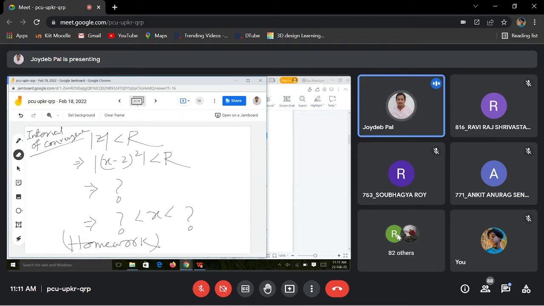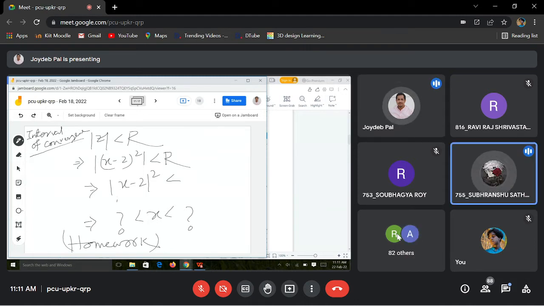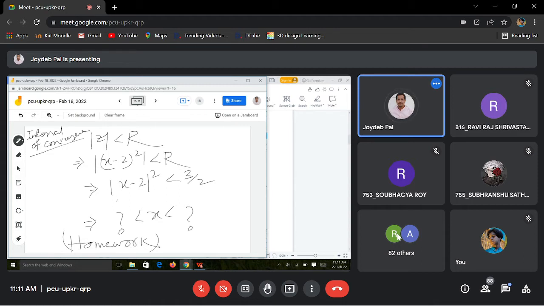Now someone asked this question: can I write modulus of (x minus 2) whole square as equal to (modulus of x minus 2) whole square? Yes, you can write it. So it is modulus of x minus 2, whole square, less than r. Now you can put the value of r also, 3 by 2. Next, so modulus of x minus 2 will be less than root 3 by 2.